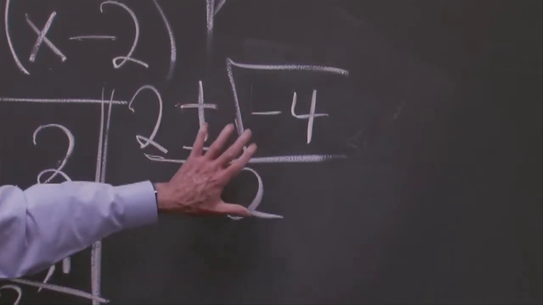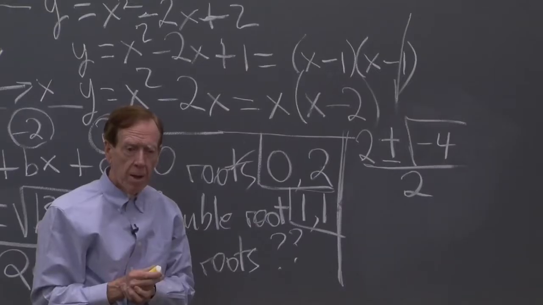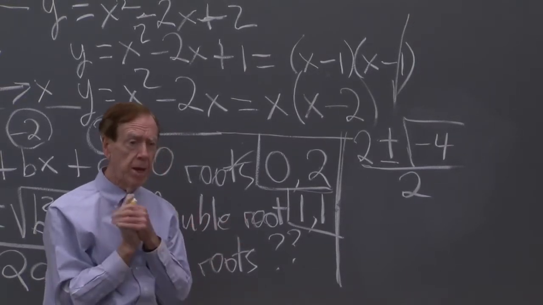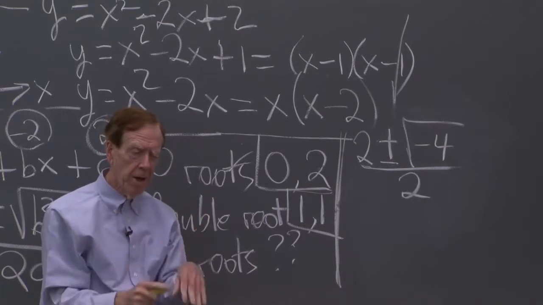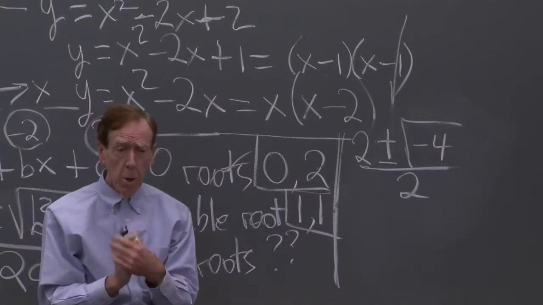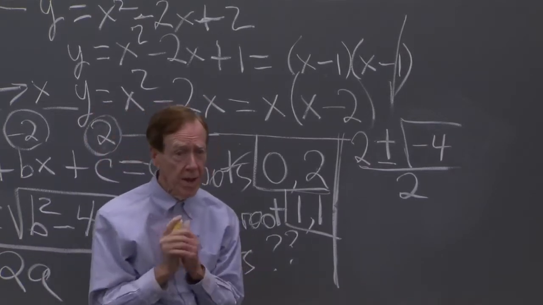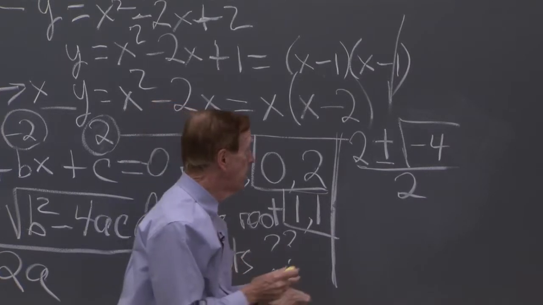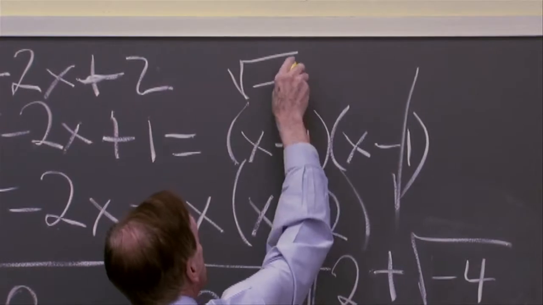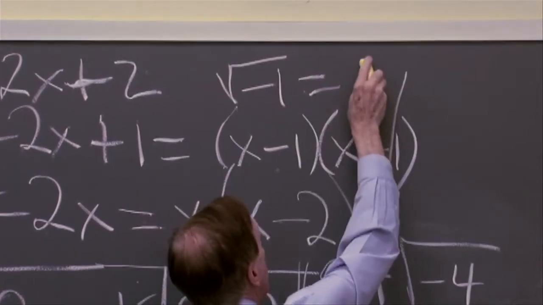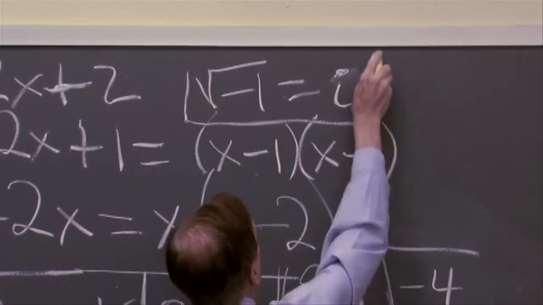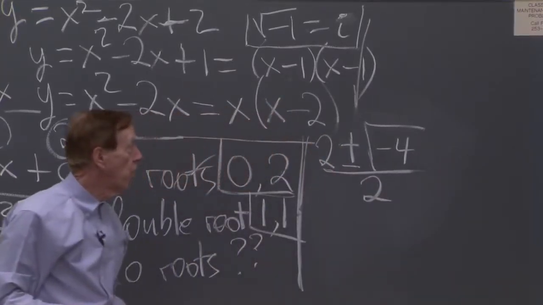So what's the square root of minus 4? What's the square root of minus 1? That's where we're going imaginary. There isn't any real square root of minus 1. So we invent one. i for invent, i for imaginary. So the square root of minus 1, can I write that great fact up here? The square root of minus 1, we're going to say is i. i for imaginary.